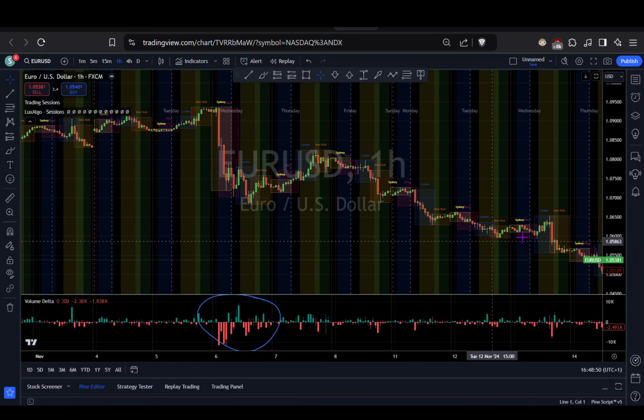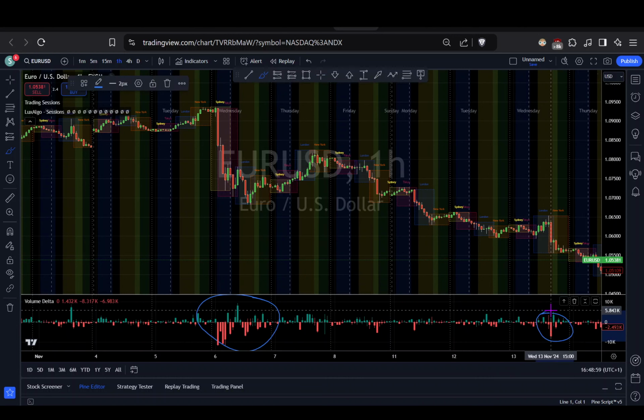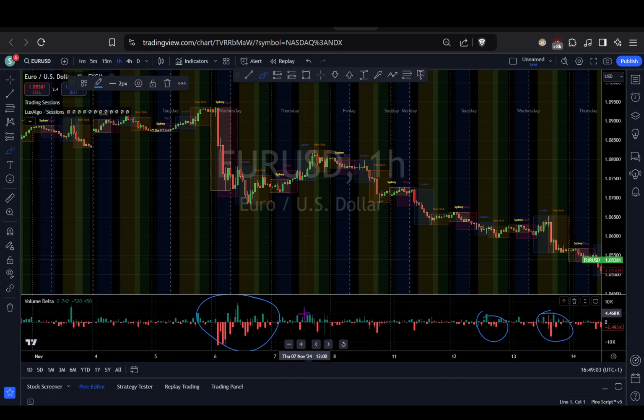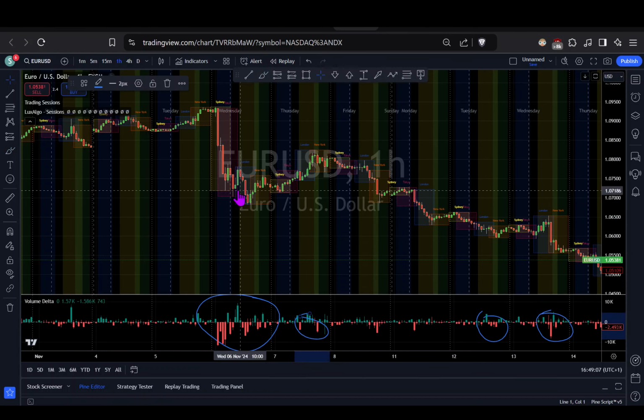Let's go again, just to make it very obvious. Something happened in this area here. Something also happened in this area here. Something happened here as well. Now look at the volume as outlined and compare it with time.